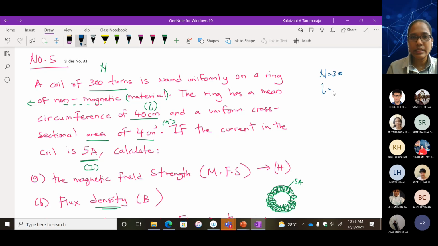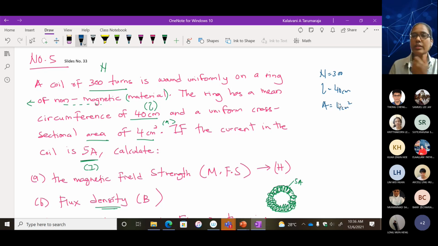So length means this one. Okay, not liter but the symbol L, this L. So you have 40 cm. At the same time you already have the cross area, which stands for your A, which is 4 cm to the power of 2.